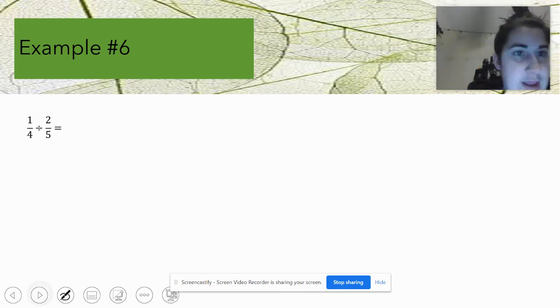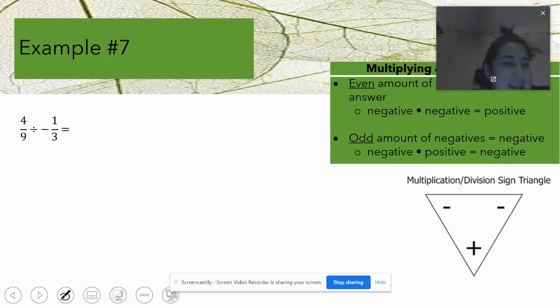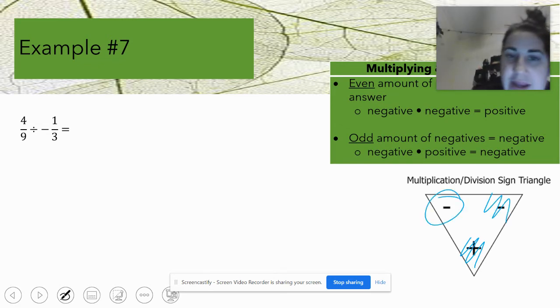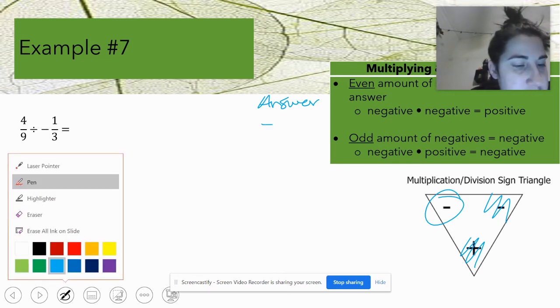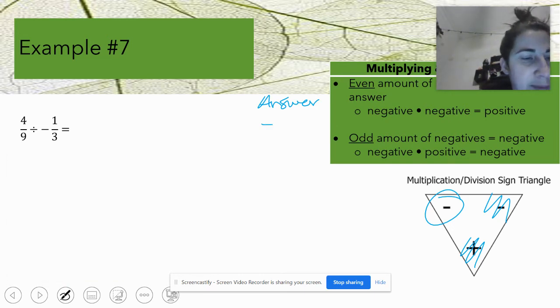Okay, let's skip that example. Here we have 4 over 9 divided by negative 1 over 3. So let's go ahead and deal with our negatives. Just because I remembered we have a positive and a negative. So our answer is going to be a negative. So if we write our answer here, it's going to be negative. All right. So I'm going to keep my first fraction as 4 over 9, change it to a multiplication, and then I need to flip it.